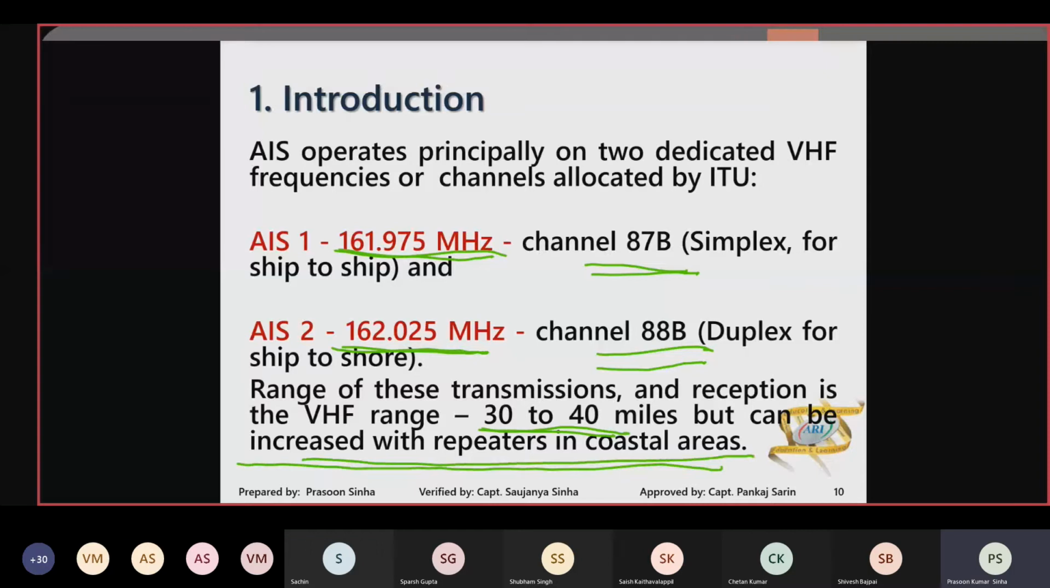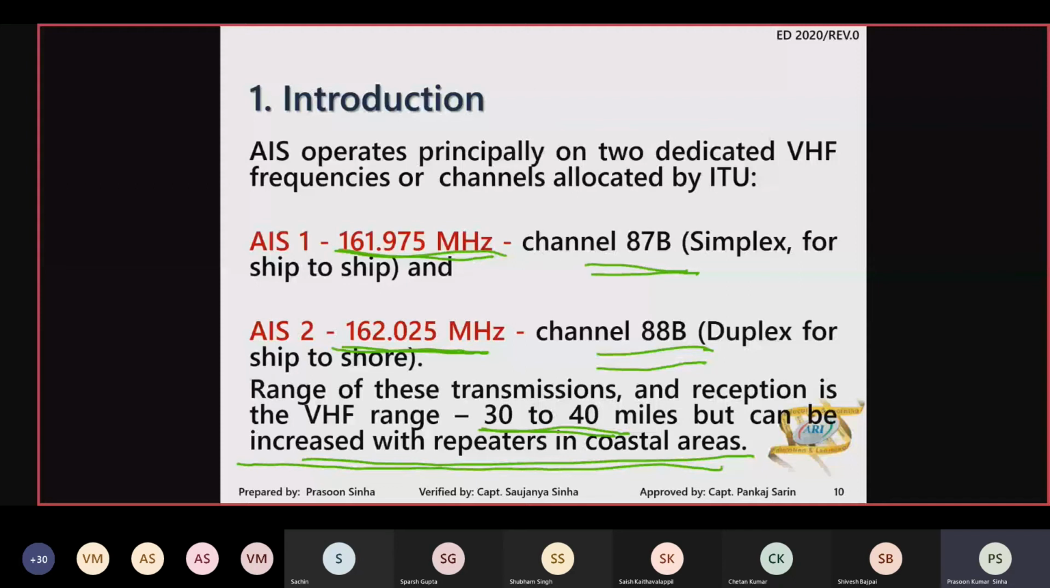So these are the two dedicated frequencies allotted by ITU. ITU is International Telecommunication Union. These are all international bodies which regulate the international usage of resources. Just as WHO for World Health, UNICEF for Children's Welfare, IMO for Maritime Safety, ITU for Radio Communication, Security Council for International Peace, etc. ITU is dealing with standardization of communication throughout the world.